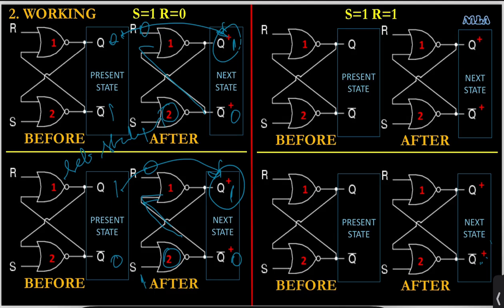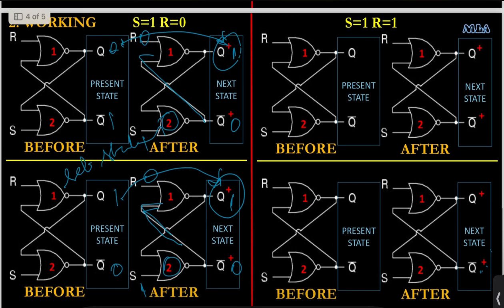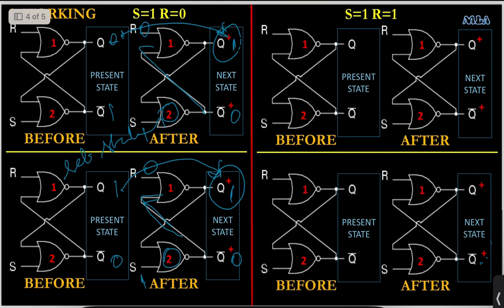Again, the two segment analysis is with S equal to 1, R equal to 1. In the first segment, I will consider Q to be 0, Q bar to be 1. Now I'll apply S as 1 and R as 1. Now, one of the inputs to gate number 2 is 1. Hence the output Q bar plus is going to be 0. Now, one of the inputs to gate number 1, which is R, is 1. So here the output Q plus is also 0.